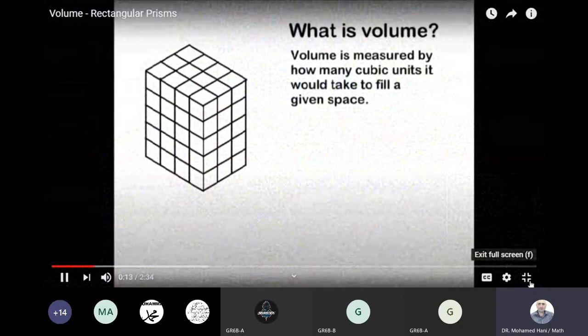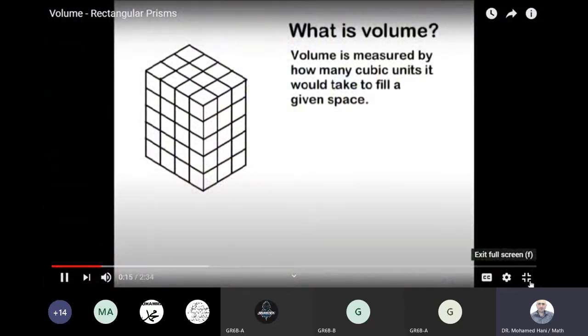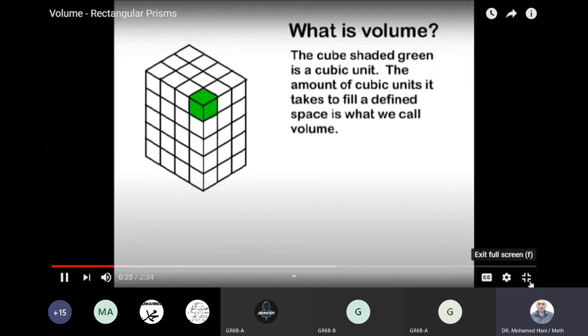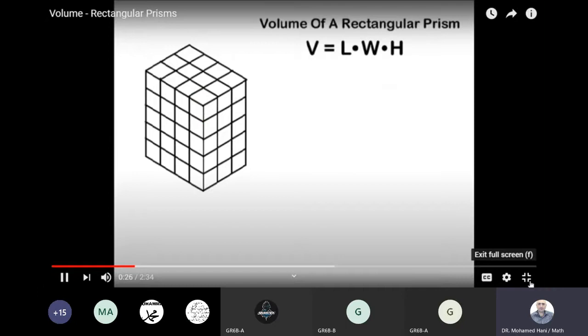Volume is measured by how many cubic units it would take to fill a given space. The cubes in the green is a cubic unit. The amount of cubic units it takes to fill a defined space is what we call volume. The shown geometric solid is a rectangular prism. To find the volume of any rectangular prism, we simply multiply the length times the width times the height.